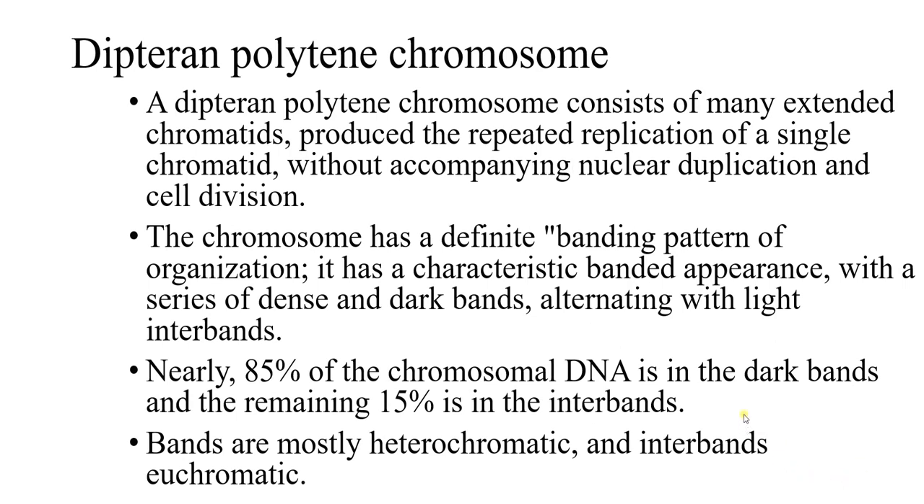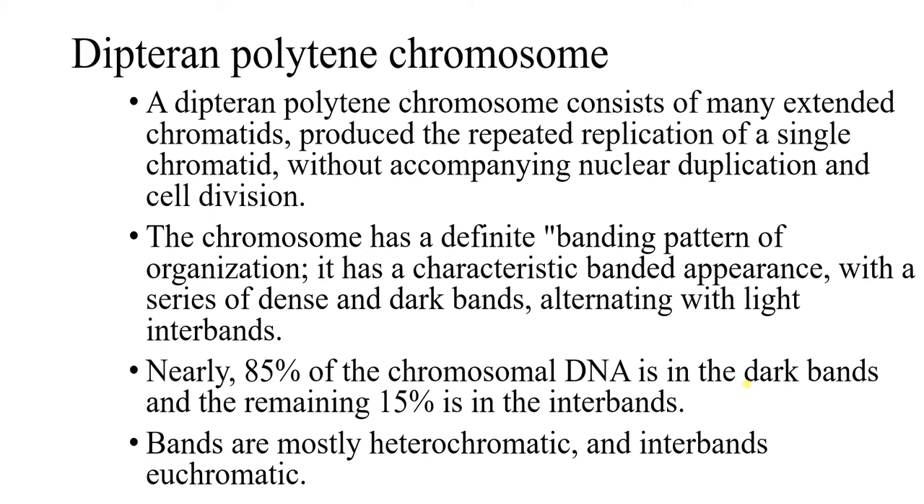Next, we will discuss the dipteran polytene chromosomes. A dipteran polytene chromosome consists of many extended chromatids produced by the repeated replication of a single chromatid without accompanying nuclear duplication and cell division. The chromosome has a definite banding pattern of organization. It has a characteristic banded appearance with a series of dense and dark bands alternating with light interbands.